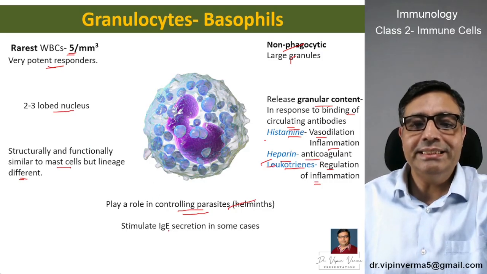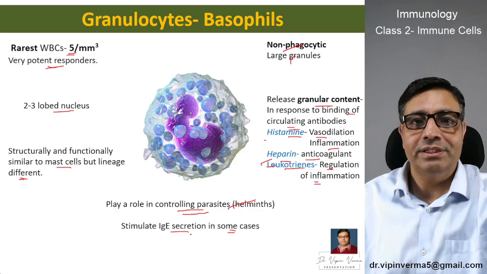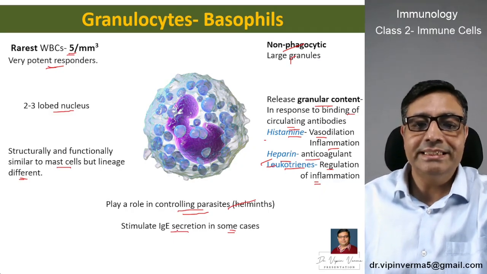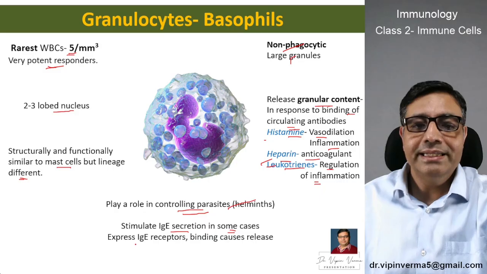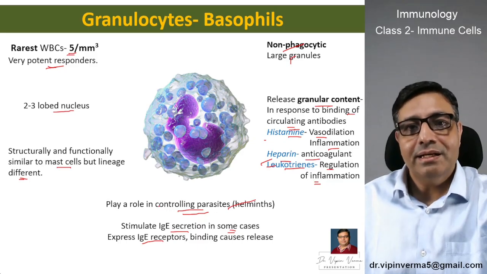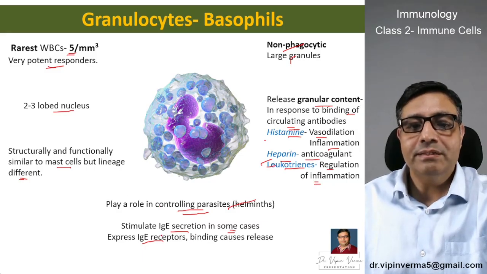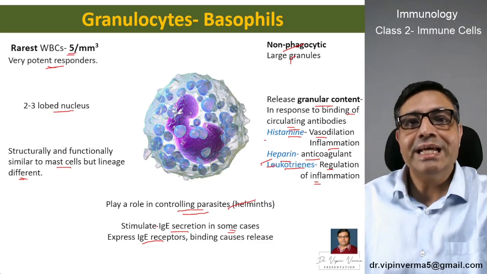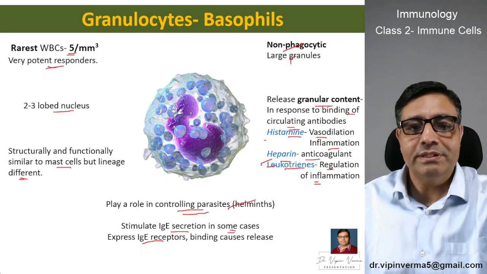They stimulate IgE secretion in some cases. IgE causes inflammation and allergy. They express IgE receptors, and when the IgE is there, they bind the IgE and cause the release, and the release can kill the infection, usually in parasitic infections particularly. And when there is some sort of inflammation, IgE can rise and cause the release of the granular content from the basophils.